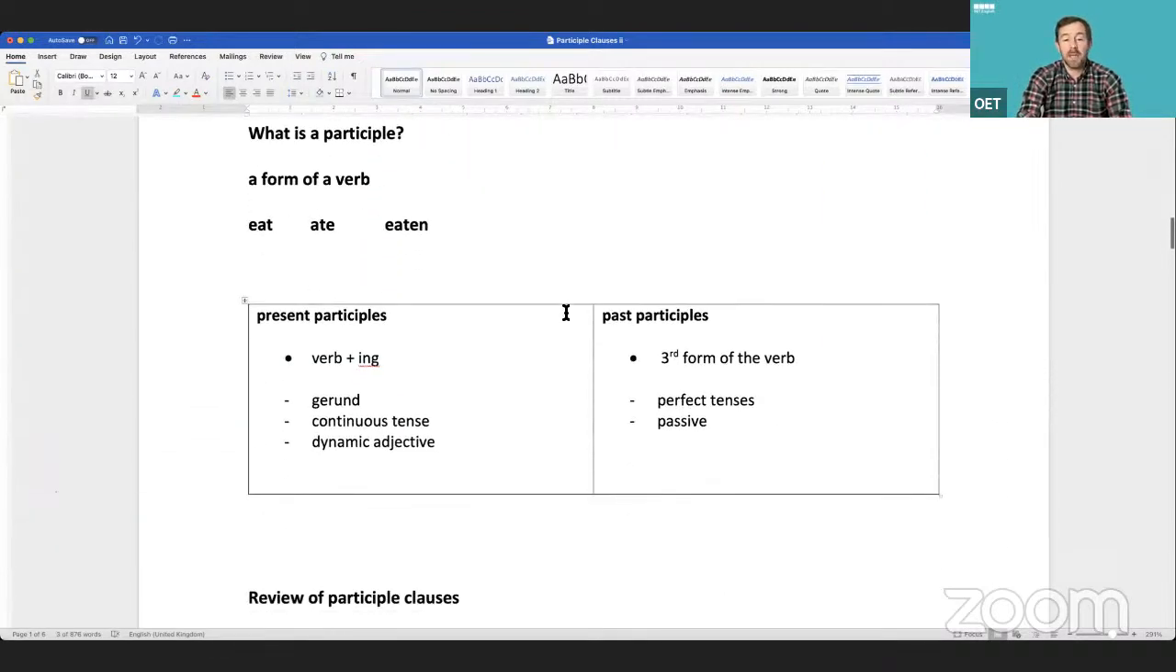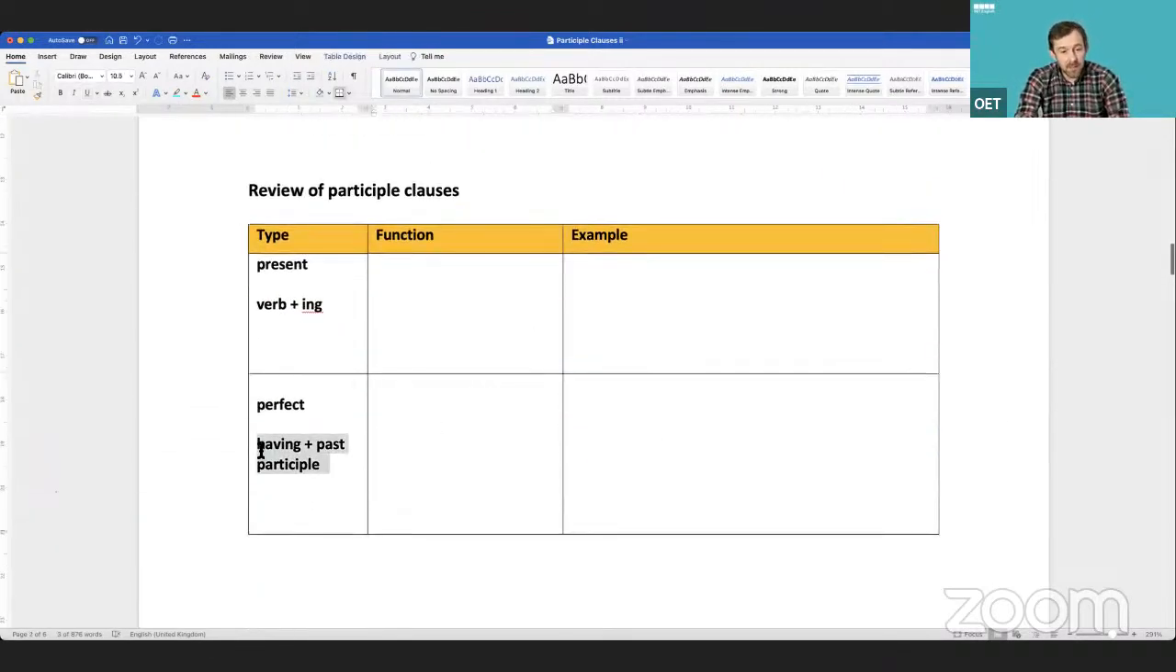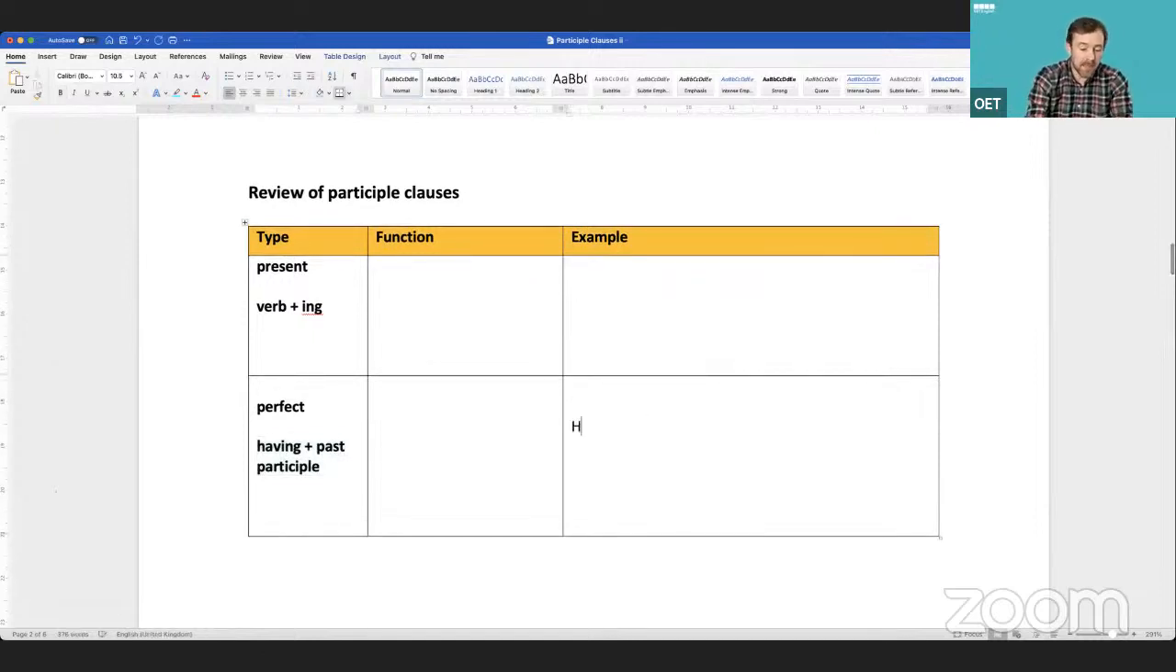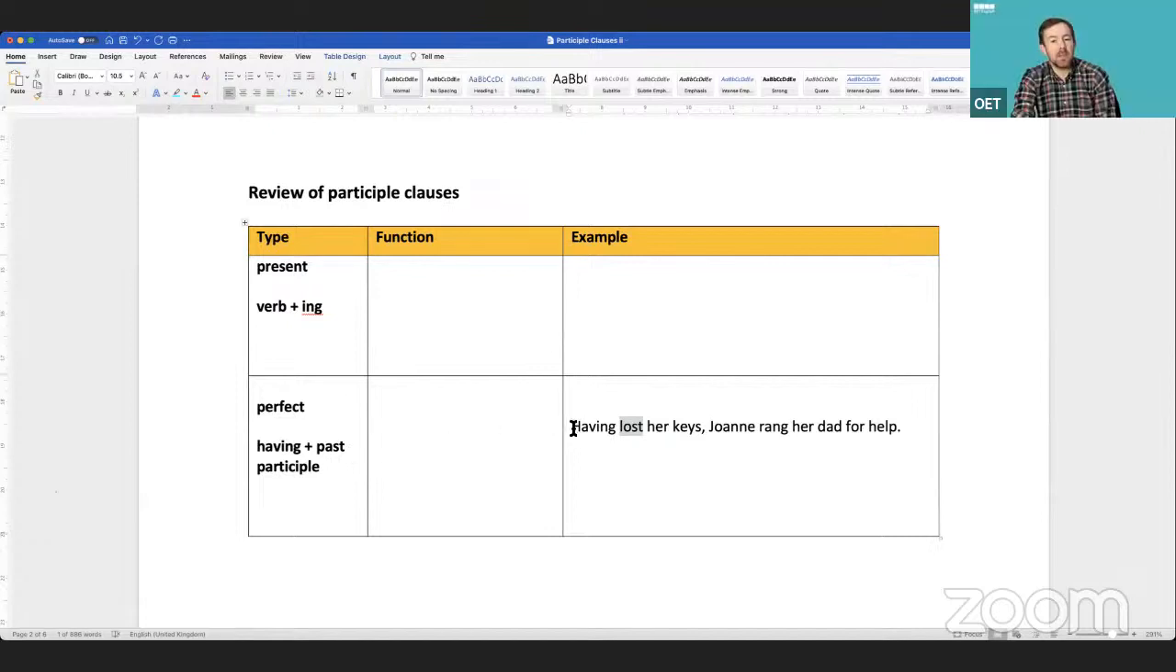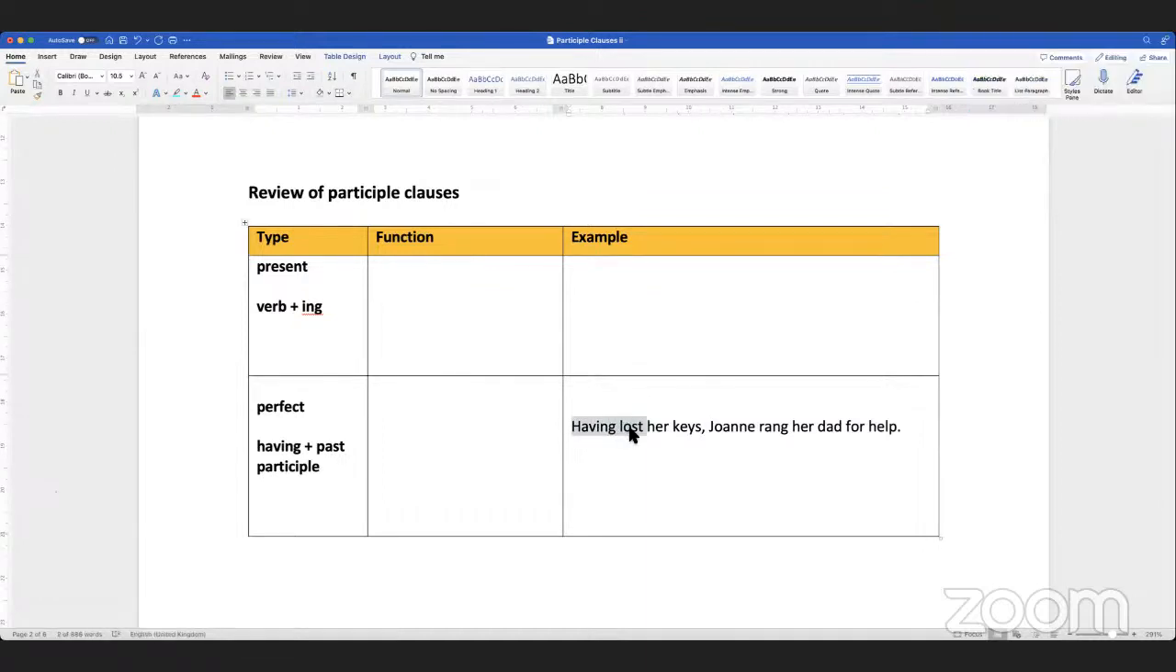And even though it seems more complicated, I'm going to teach you that one first. So having plus past participle. Let's just do that again. Having lost her keys, Joanne rang her dad for help. So lost is the past participle. Having lost, put that all together, that's called the perfect participle, because we've got have, as we do with the present perfect and the past perfect. So having lost, what did she lose? Her keys.